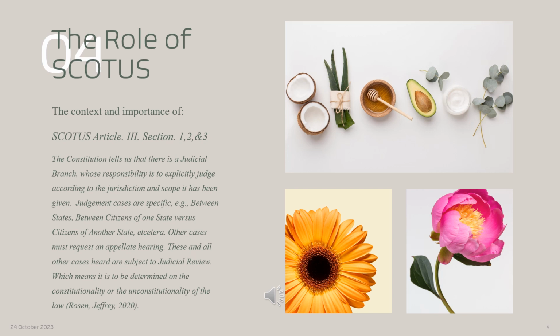Judgment cases are specific, for example, between states, between citizens of one state versus the citizens of another state, etc. Other cases must request an appellate hearing. These and all other cases are subject to judicial review, which is to mean it is to be determined on the constitutionality or the unconstitutionality of the law. Rosen, Jeffrey, 2020.